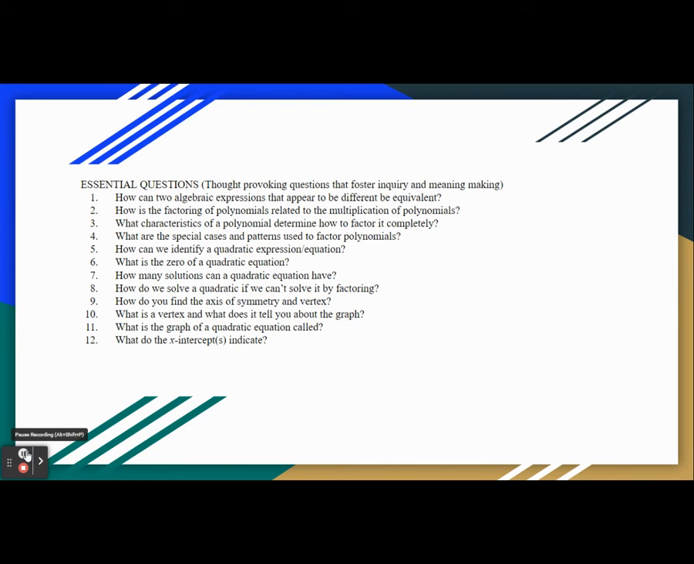This unit is broken into 4 lessons. However, each lesson is taught over the course of 3 to 4 days. There are 12 essential questions that guide each new day of instruction.